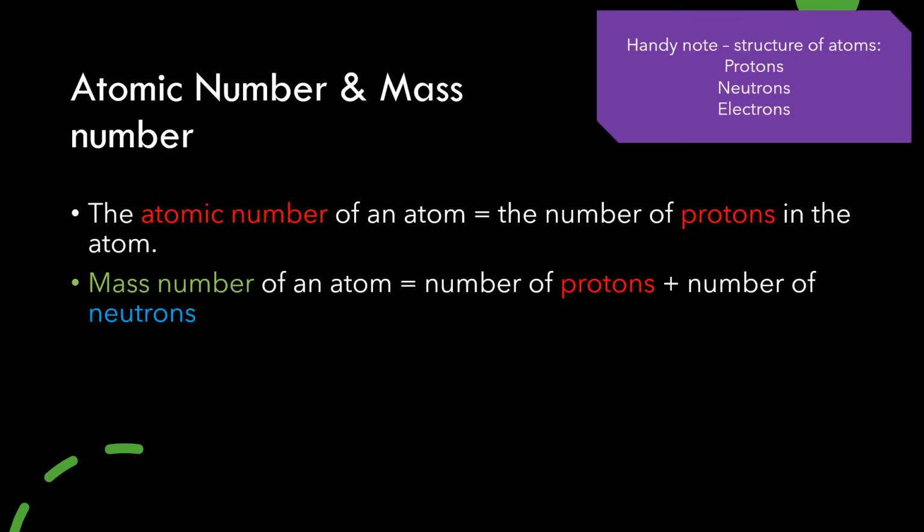The atomic number of an atom is actually equal to the number of protons in the atom. The mass number of an atom is equal to the number of protons plus the number of neutrons. You might be asking, what about electrons? In fact, electrons are so light that they don't make much difference in terms of the mass. Therefore, the mass number of an atom is just the number of protons and the number of neutrons. All of these can be found in the nucleus.